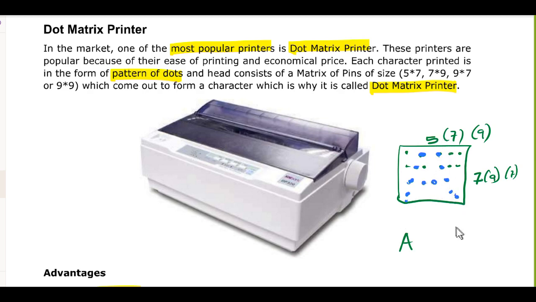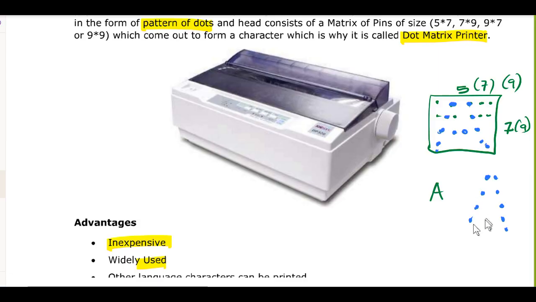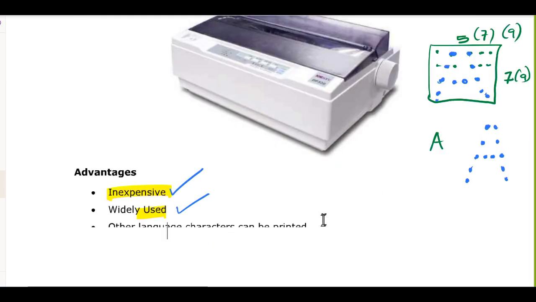And then when you print, you will find it's a printout of dots. That is why it's called a dot matrix printer. So I was saying that you end up with a character that is printed with very many dots. Some of the advantages of this one is that it is very cheap, it is very widely used, and you can have characters from other languages being printed.